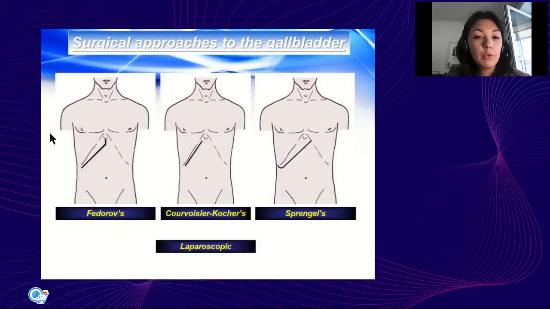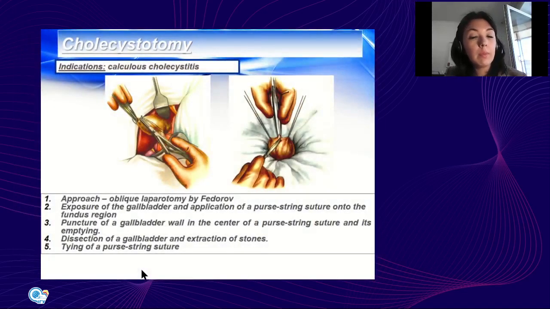So surgical approaches are the same as approaches to the liver. It is Fedorov's approach, Courvoisier-Kocher approach. There is also Sprengel approach. And in non-complicated cases, nowadays, mainly the laparoscopic approach is used for surgeries on the gallbladder.